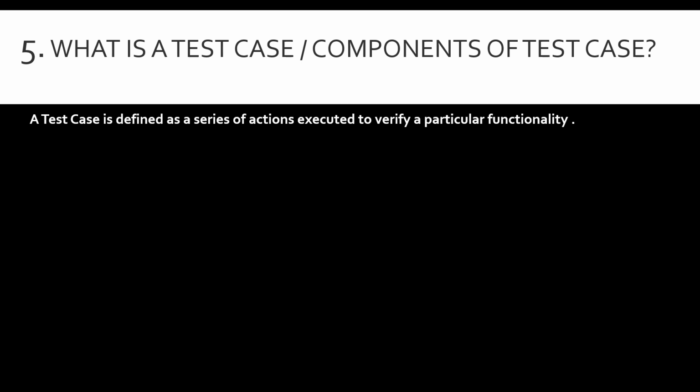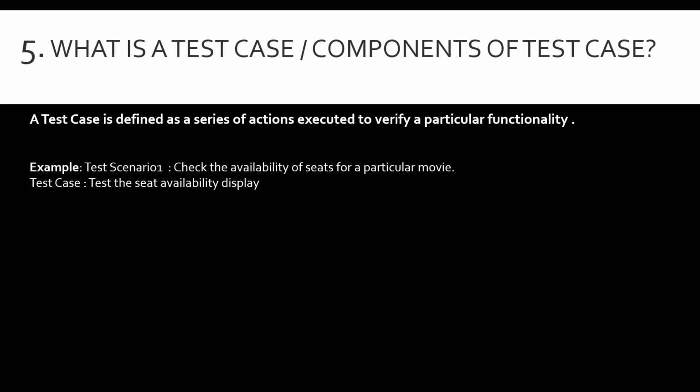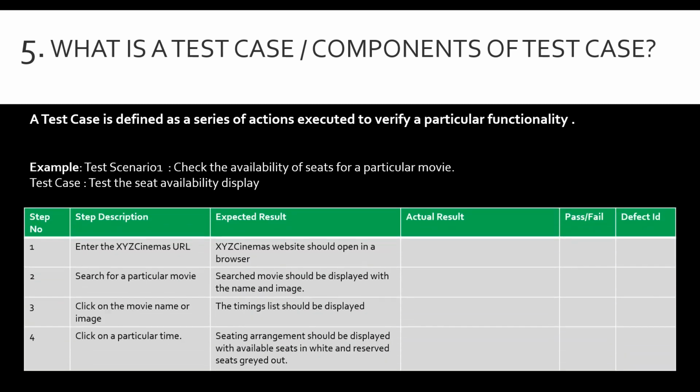So let's look at it using an example. So if you look at the test scenario, which was check the availability of seats for a particular movie, let's see how a test case for it looks like. So there will be a test case name, which can be test the seat availability display, and then this table and the columns are pretty key here. So it has the step number, description, expected result, actual result, pass, fail, defect ID.